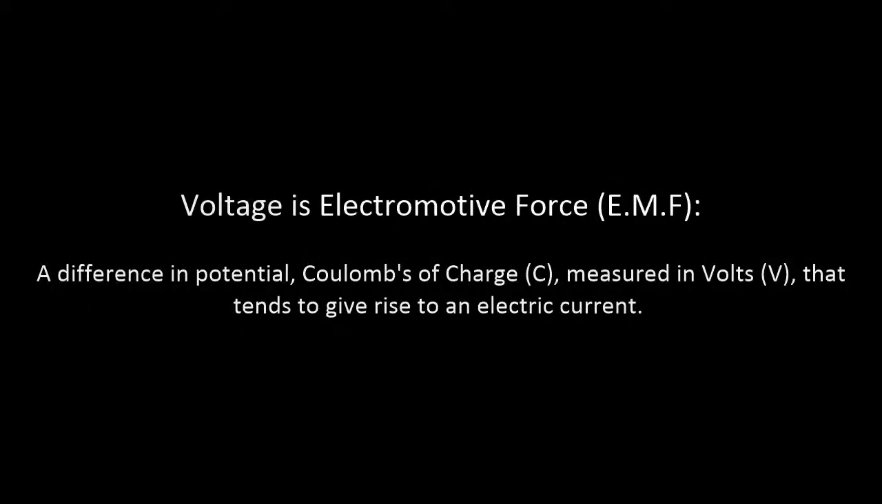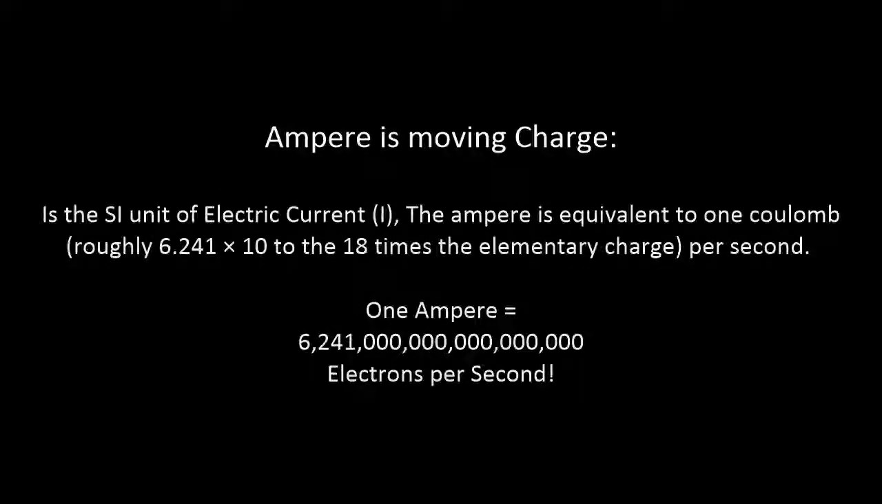Voltage is electromotive force, EMF. A difference in potential, coulombs of charge, C, measured in volts, V, that tends to give rise to an electric current. Ampere is moving charge. It is the SI unit of electric current, I. The ampere is equivalent to 1 coulomb, roughly 6.241 times 10 to the 18 times the elementary charge, per second. 1 ampere equals a huge number of electrons per second.